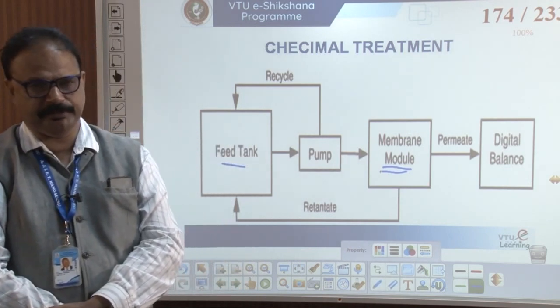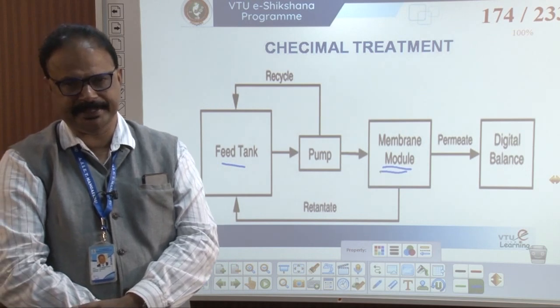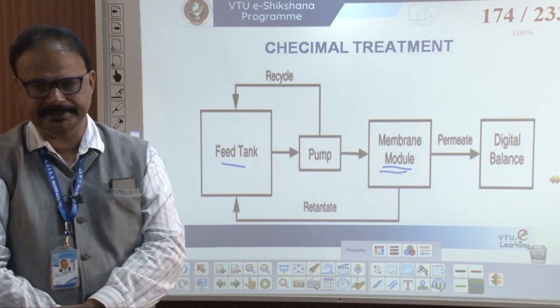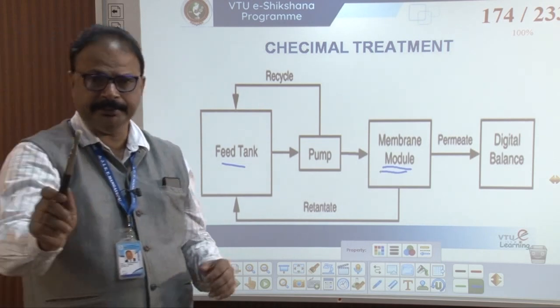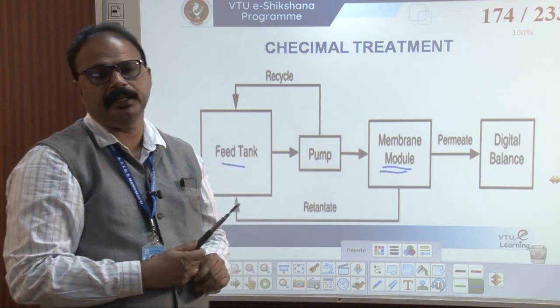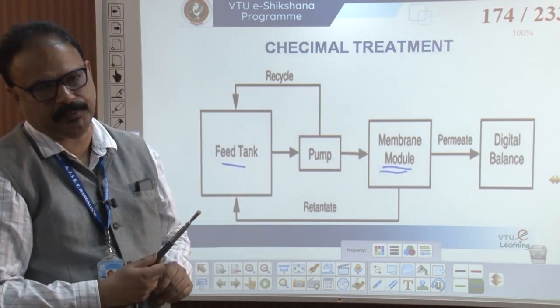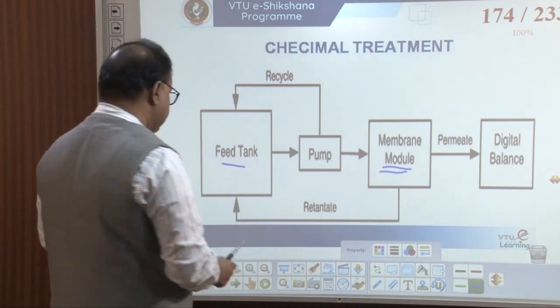These are the processes of chemical treatment. You can see the flow chart of this one: feed tank, recycle pump, membrane module and digital balance. This is the second type of treatment, that is the chemical treatment, for the hazardous waste. This is another type.